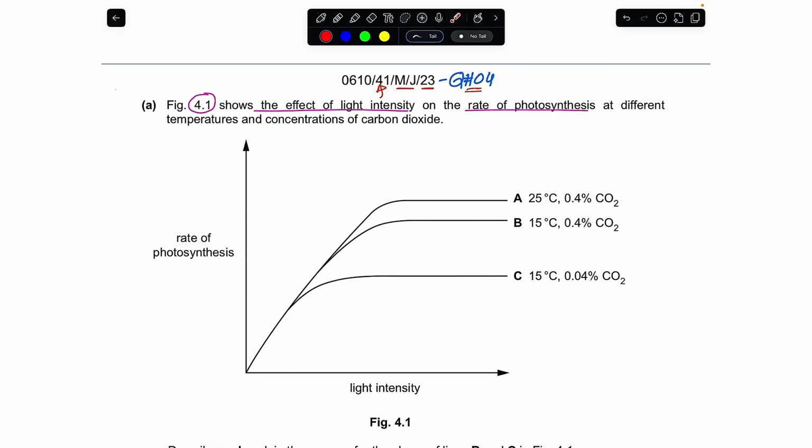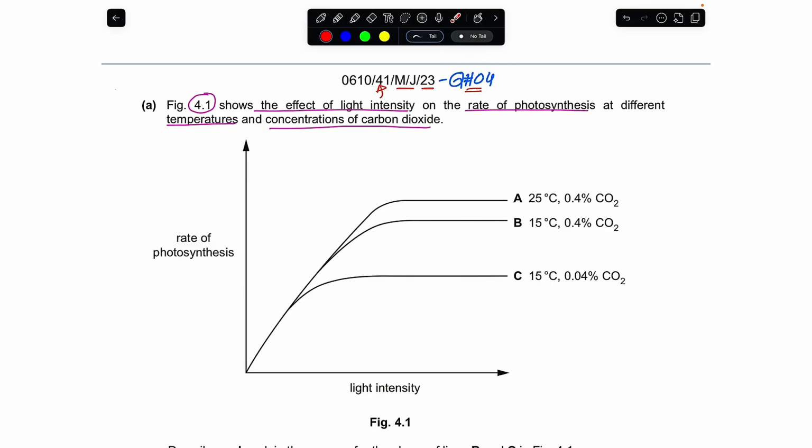So the light intensity effect we are changing, this is our independent variable. And not only are they changing the light intensity, but they are carrying it out at different temperatures and concentrations of carbon dioxide gas. Overall, the light intensity is on the x-axis. This is my independent variable. They carried out 3 investigations as A, B, and C. And on the y-axis, they are giving you the rate of photosynthesis, so this would be our dependent variable.